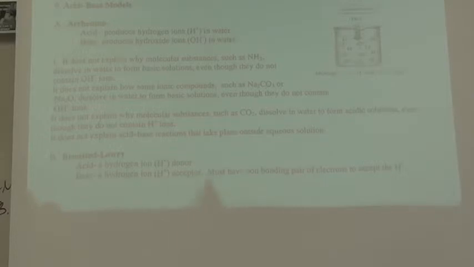And really, in order for it to be a base, it has to have a lone bonding pair of electrons willing to accept the hydrogen ion. The big thing to note here is these must occur in pairs. There will not be a Bronsted-Lowry acid without a Bronsted-Lowry base being around. For the acid to donate the proton, something must be willing to accept it.